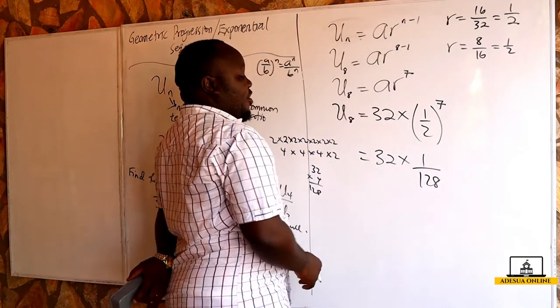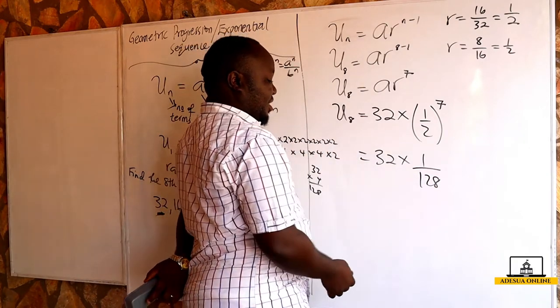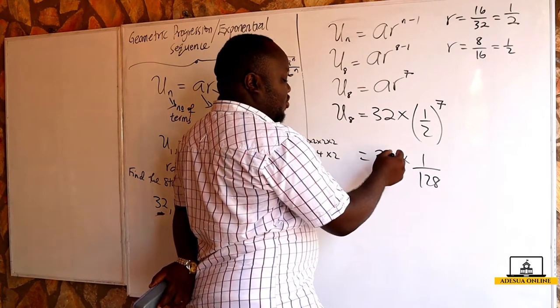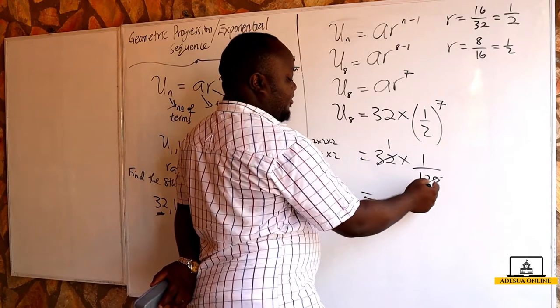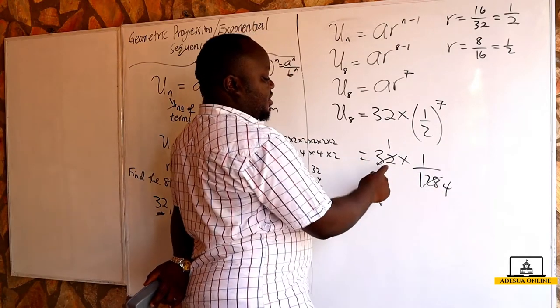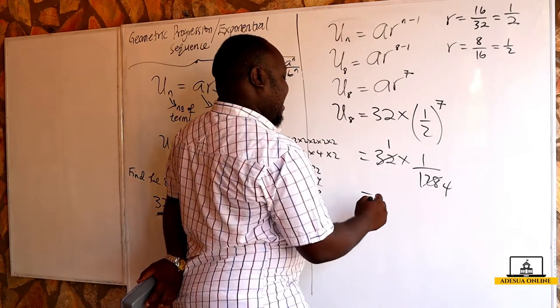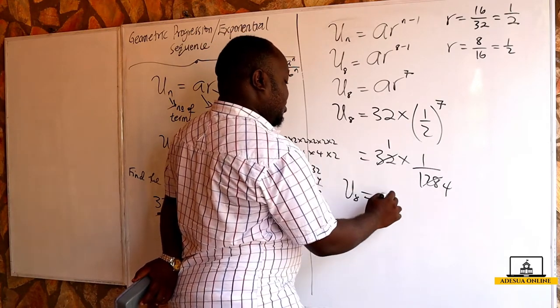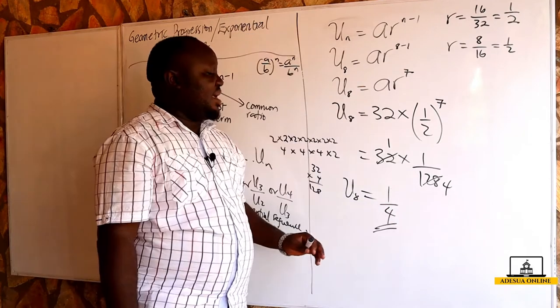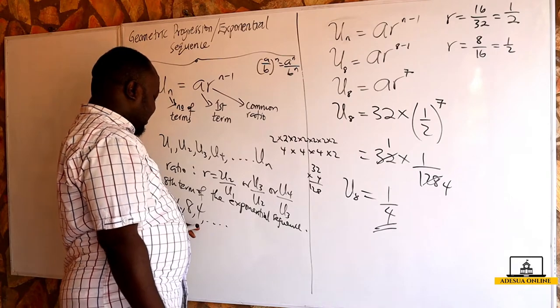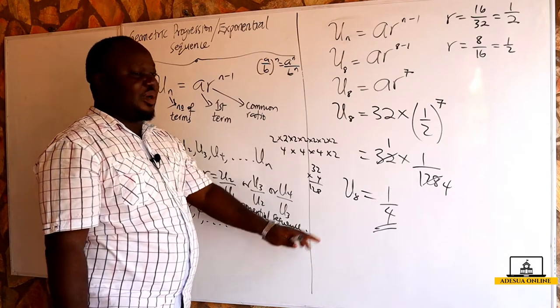And now, remember, 32 can go into 128. 32 will go into itself 1 time and into 128 4 times, because 4 times 2 is 8, 4 times 3 is 12. So our 8th term, u8, is equal to 1 over 4. This is the 8th term of the sequence 32, 16, 8, 4. The 8th term becomes 1 over 4.